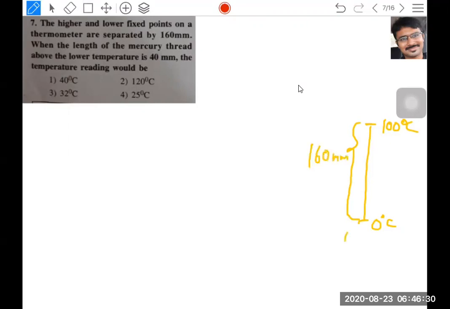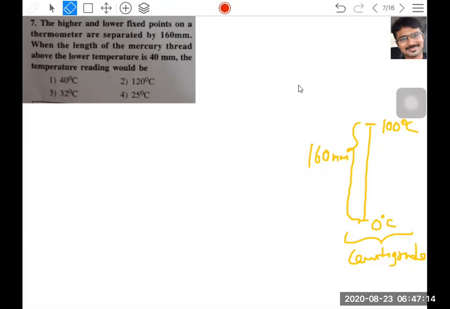Sir, why have you taken the centigrade scale, sir? How do you know? Because I already told you, you have to observe the options. Actually, I also don't know. If options are not given, I don't know what scale to take. But as options are given here, by observing them we can decide that it is the centigrade scale. If options are not there, we can't make any conclusion. We could discuss in centigrade, Fahrenheit, Kelvin, any scale. But here, options are in centigrade. So 0 degrees is the lower fixed point and 100 degrees is the upper fixed point. The difference between them is 160 millimeter on the thermometer.